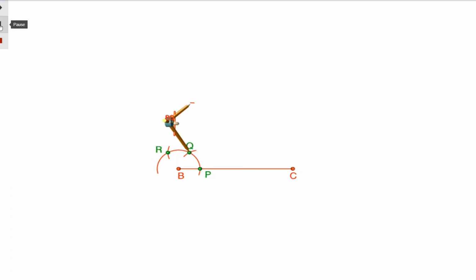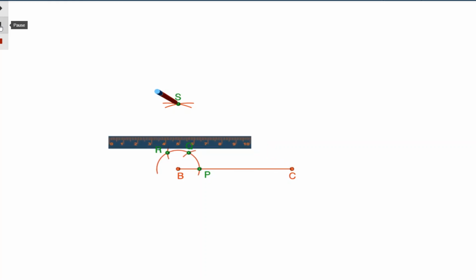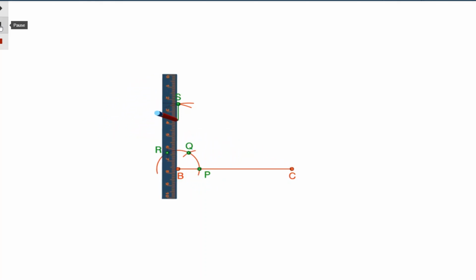Now our aim is to bisect arc QR. So with Q as center and any convenient radius, here you can change the radius, draw an arc. With R as center and the same radius as you have taken with center Q, draw an arc which crosses the previous arc at some point. Say the point is S. Now join SB and we have constructed a 90 degree angle.